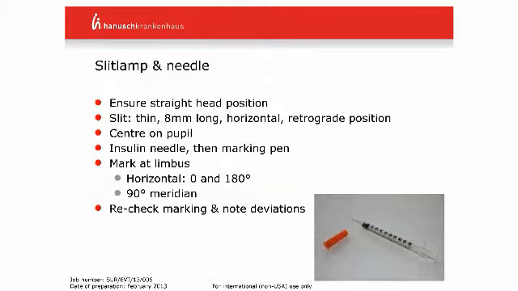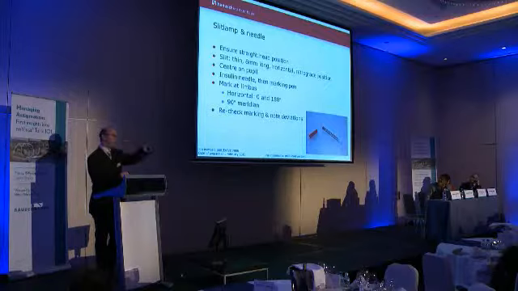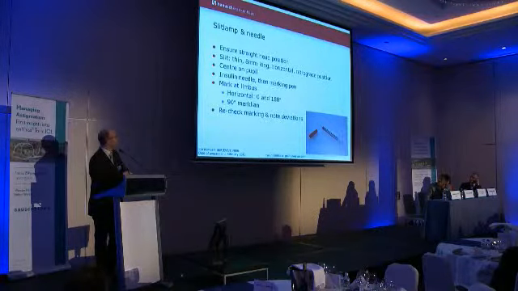Next slide. So what we do currently as our standard protocol, because it's pretty straightforward and simple, we just use a slit lamp. Now that may not work in all centers, because sometimes you don't have a slit lamp available in your operating theater or close to your operating theater, but if you do, I think that is still the most straightforward procedure. So what we do is we ensure that the patient has a straight head position in the slit lamp. We take just a normal, long, thin slit, and we make it horizontal and have it retrograde. So then we have a nice line through the center of the pupil. We obviously try to center on the pupil.